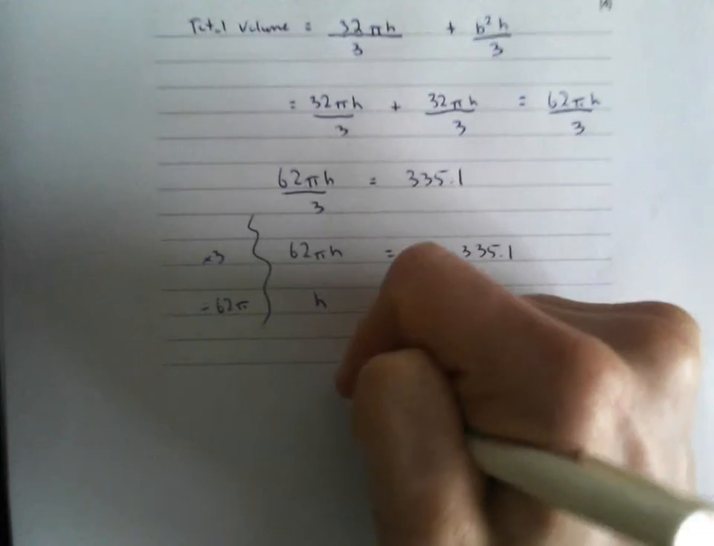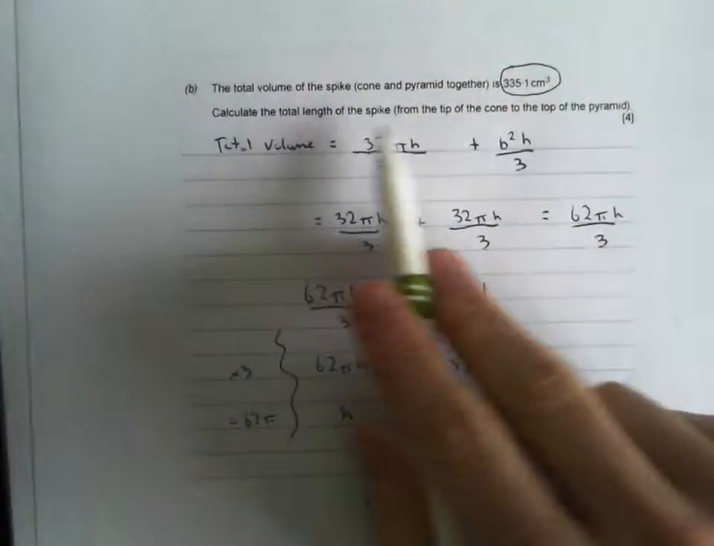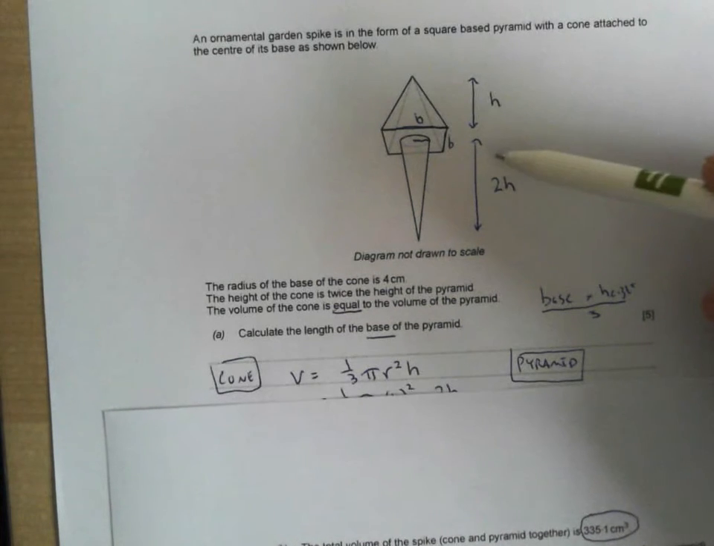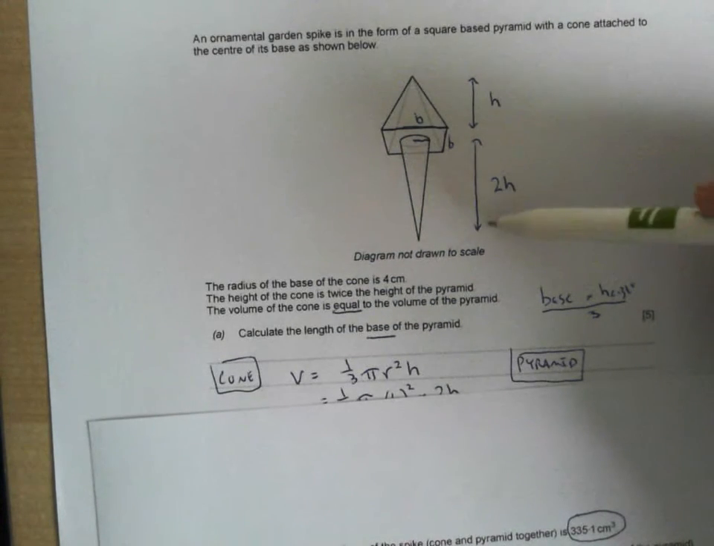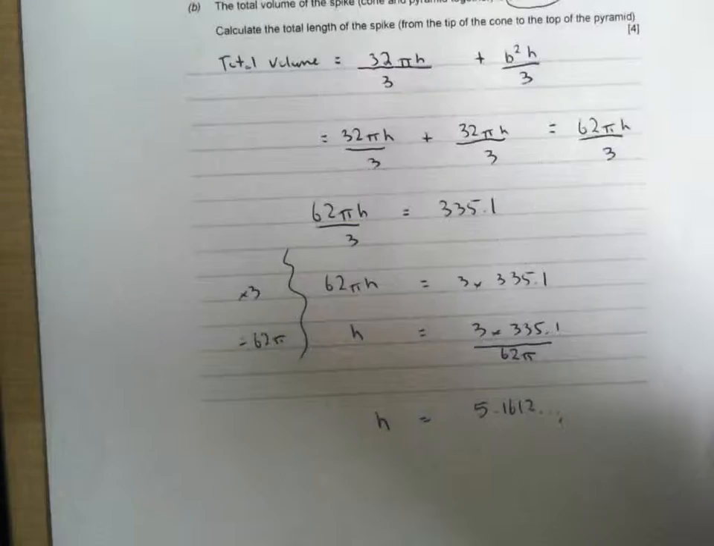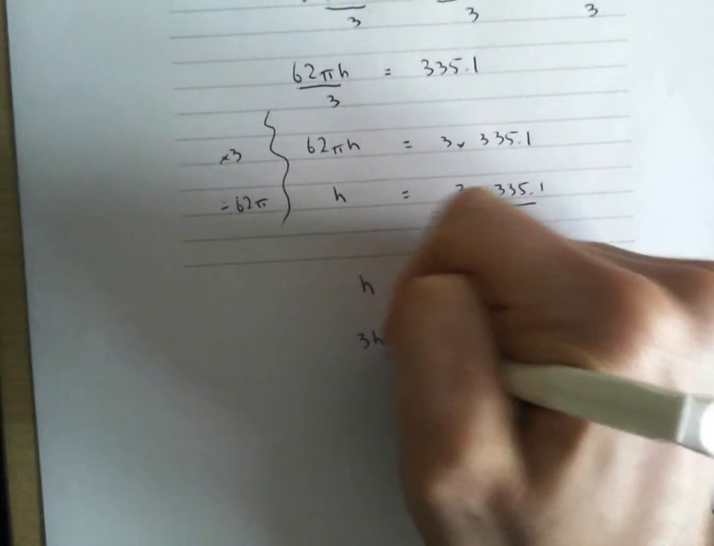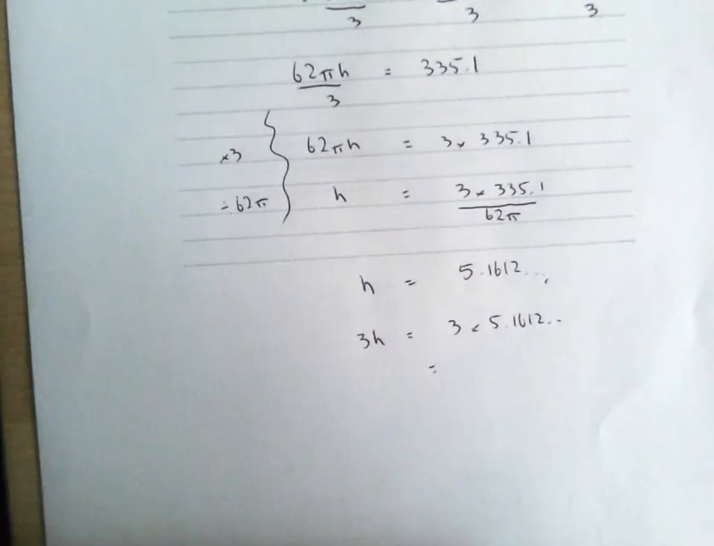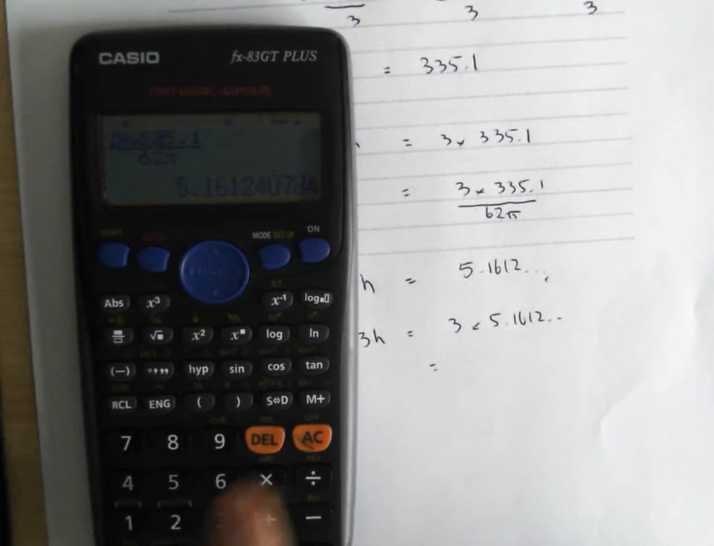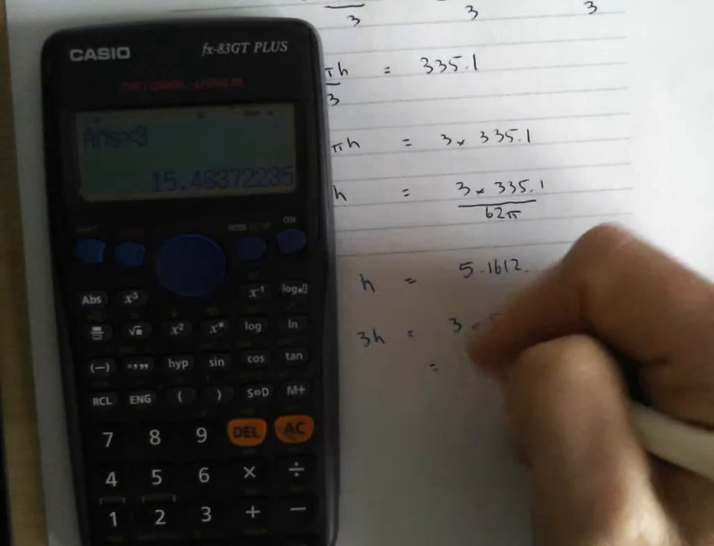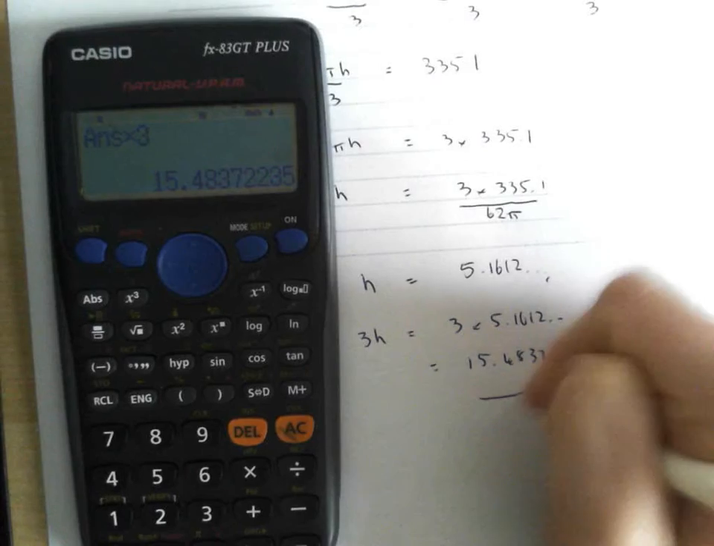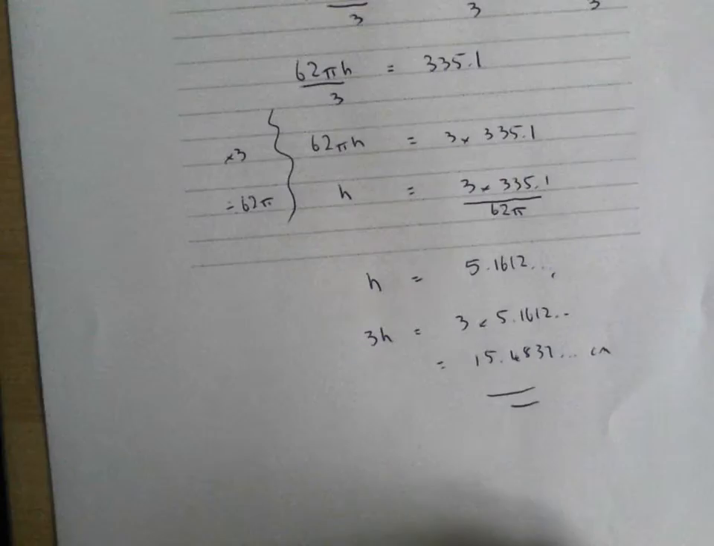So that's h equals that, but it's asked me for the total length of the spike, from the spike to the top tip. So that's 2h and an h, so tip of the cone to the top of the pyramid. So that's 3h. So 3h is going to be equal to 3 lots of 5.1612... Keep that on my calculator. Times it by 3. Press equals, and I end up with 15.4837... centimetres.